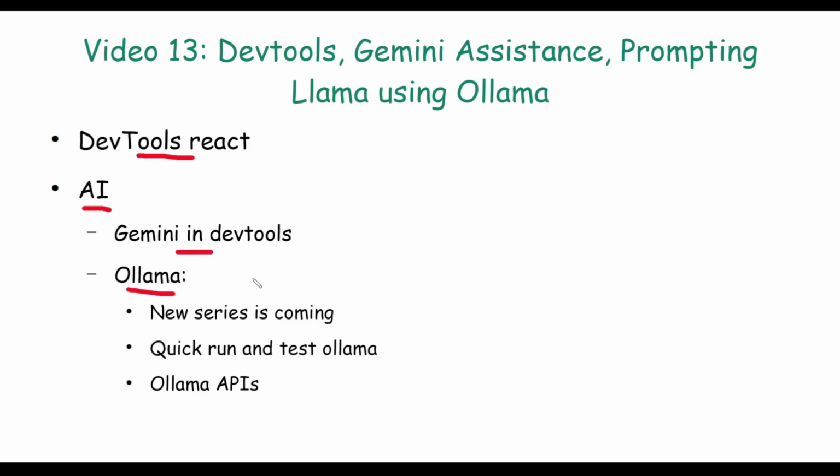Then it will allow us to prompt the LLM models which are running inside the Ollama, for example, the Llama model, using a REST API. So as we saw earlier, the same API which we used in the physicist website, we can use something similar to interact with Llama through Ollama, and then we can add AI functionalities to our website.